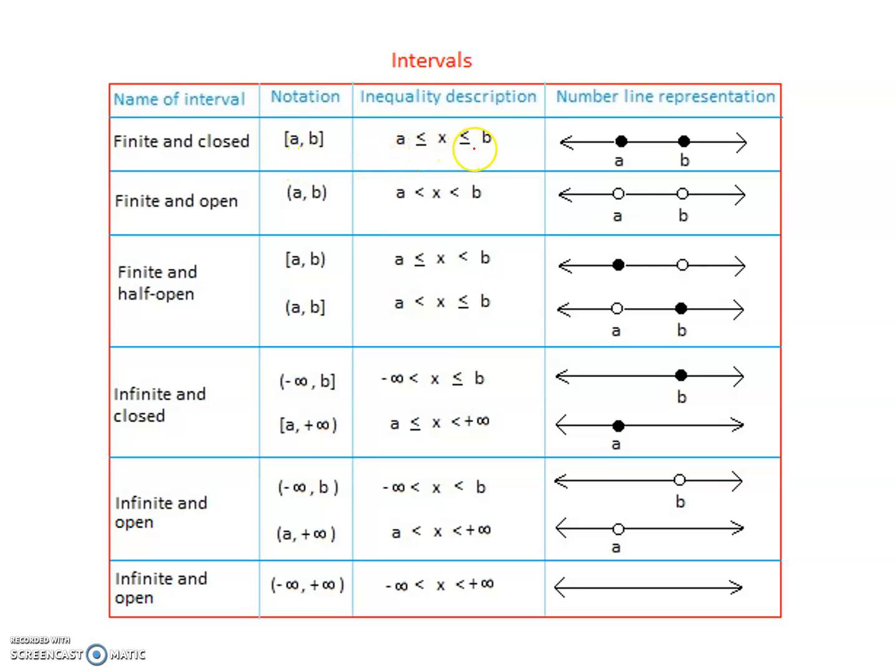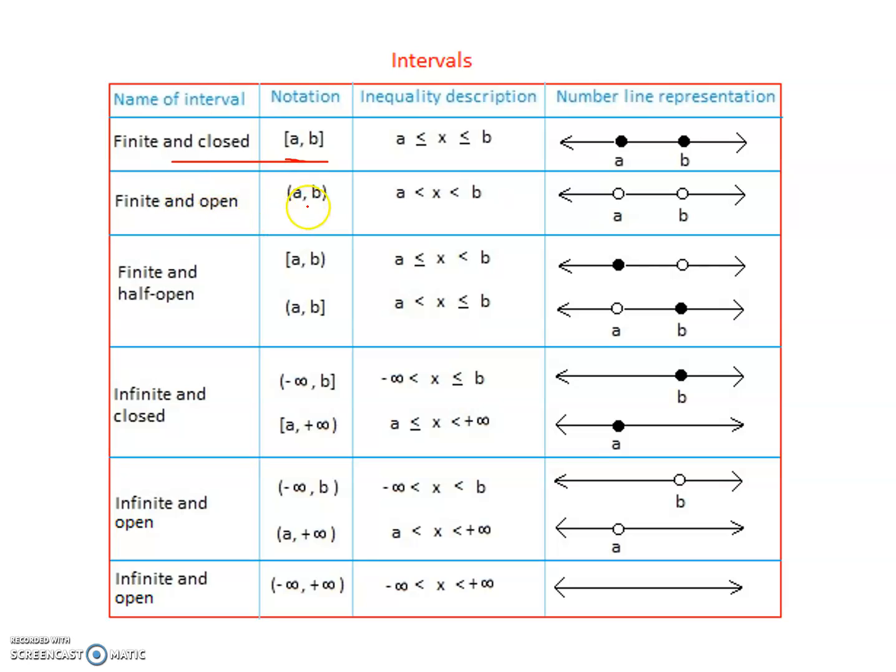A less than or equal to X less than or equal to B. This bracket is also called the closed bracket. So, A less than or equal to X less than or equal to B. So for finite, it looks like a dot at both ends.